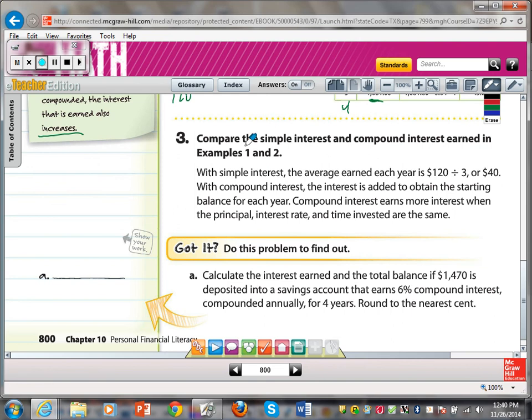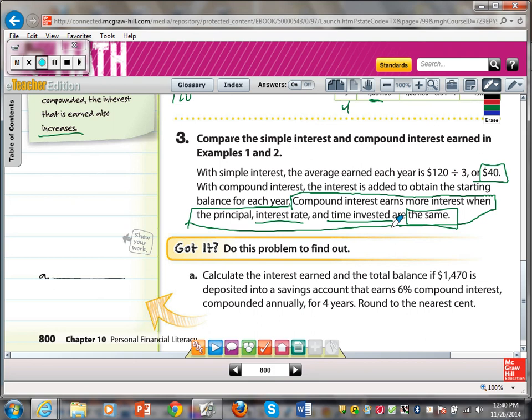Sample number 3. Compare the simple interest and the compound interest earned in examples 1 and 2. Well, I guess we already did that. With simple interest, the average earned each year is 120 divided by 3, or $40 every year. With compound interest, the interest is added to obtain the starting balance of each year. Compound interest earns more interest when the principal, the interest rate and the time invested are the same. You want to go with compound interest because it'll give you slightly more money.